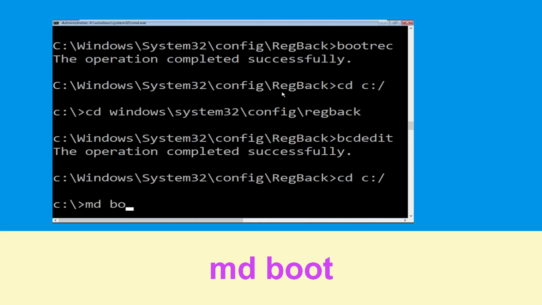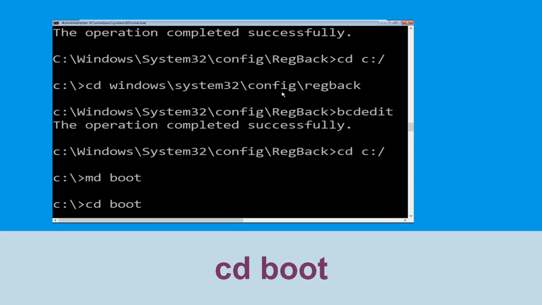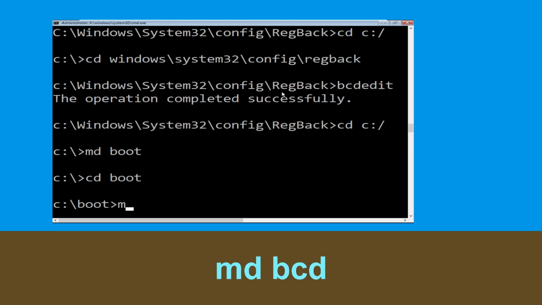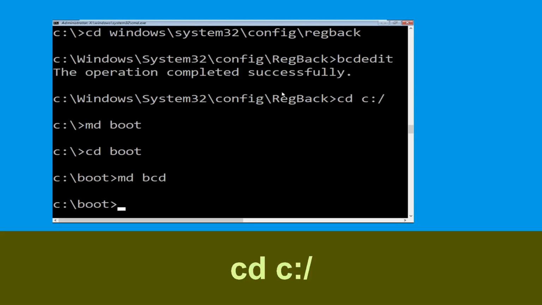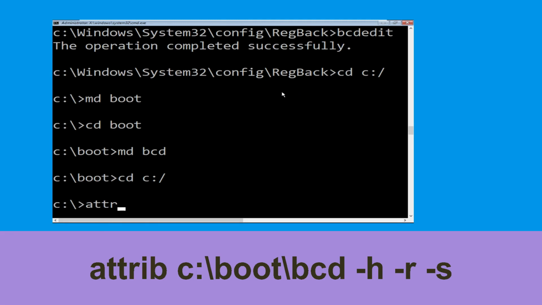Now type this: md boot and hit enter. Now type cd boot and simply hit enter. Now type md bcd and hit enter. Type cd c:\ and hit enter. Now type attrib c:\boot\bcd -h -r -s and hit enter.